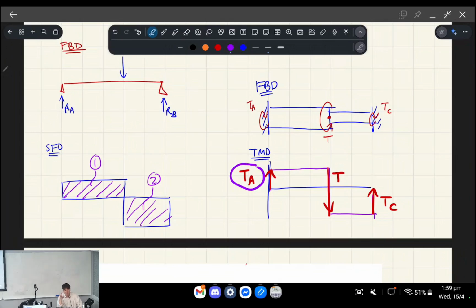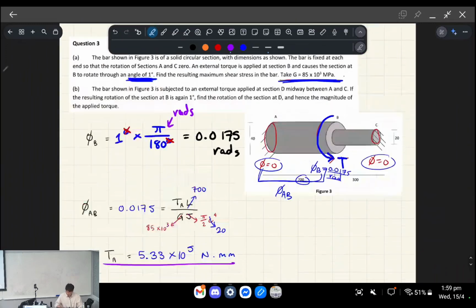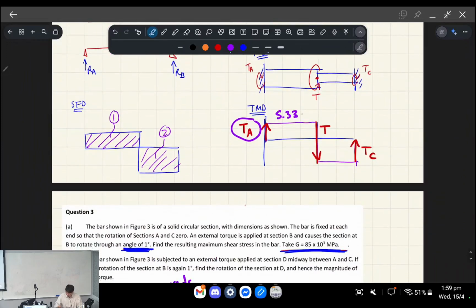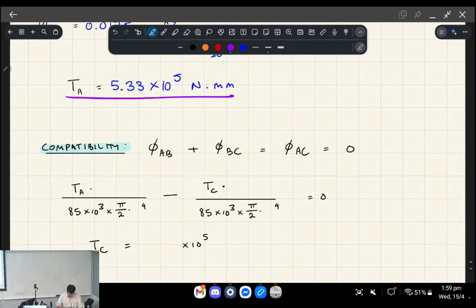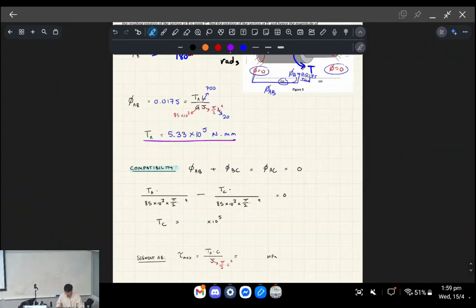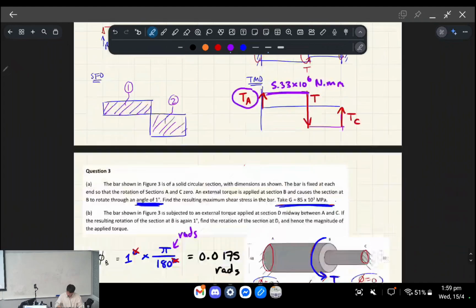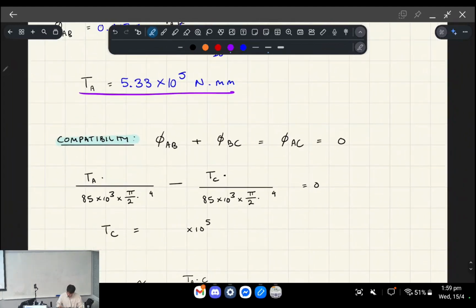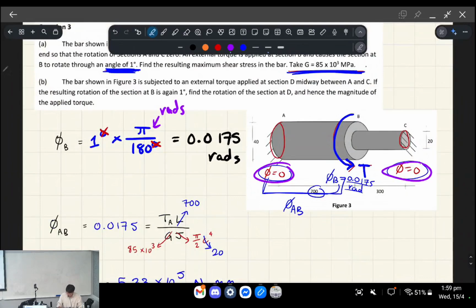So we worked out the fixed support's torsion reaction, okay? Which was this, so that right there is 5.33 times 10 to the 6 Newton millimeters, okay? That level here. And we can use compatibility to work out the other reaction, because remember, this is statically indeterminate, right? So we don't know what this is, okay? So we know that it has to start and end at 0, right? The twist. So this has to be 0, and then this has to be 0 on either end, right?